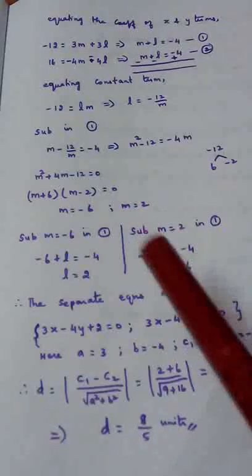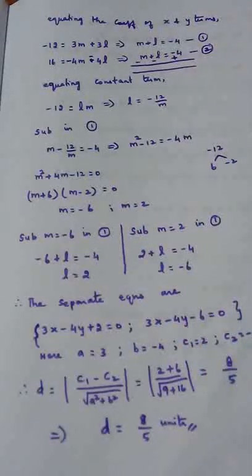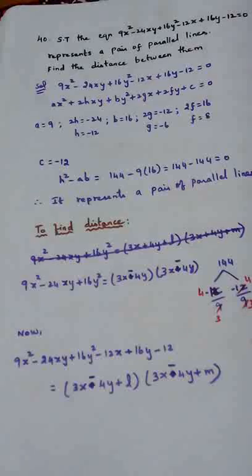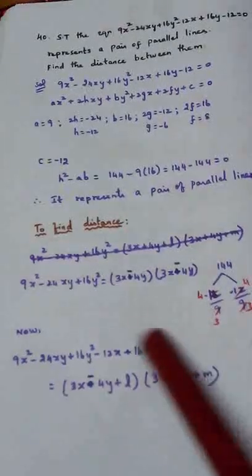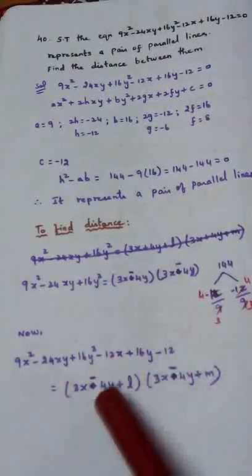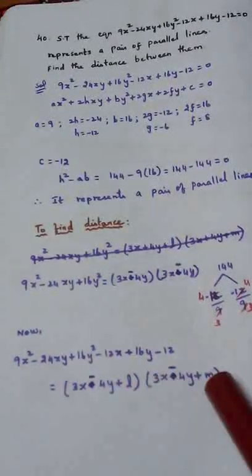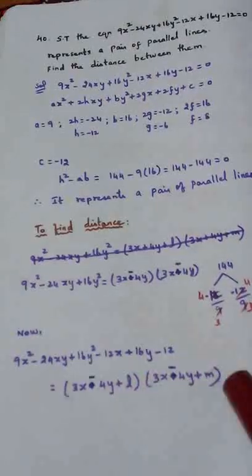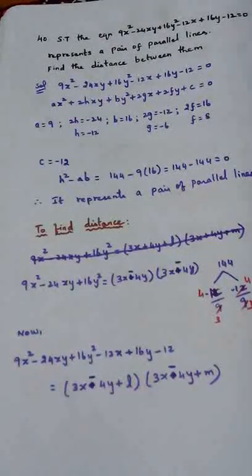Hope you understand where we are getting the separate equations from. Just see this step. We have written previously that this entire equation is written like this. Now we found L and M. Just substituting L and M, we get the separate equations. That is this. Using this line only, I am writing this answer.